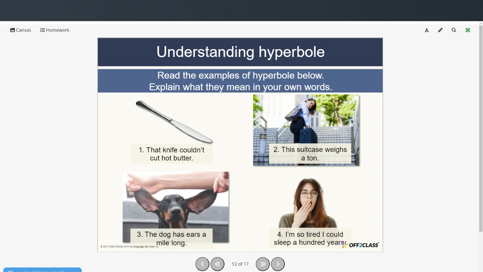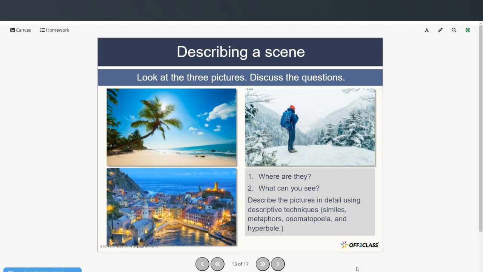And I'm so tired I could sleep 100 years. Again, no one can really sleep for 100 years, but it just means a person is extremely tired and can sleep for a very long time. All right, so now look at these pictures and discuss the questions. Where are these people and what can they see? And see if you can describe the pictures in detail using the descriptive techniques, similes, metaphors, onomatopoeia, and hyperbole.